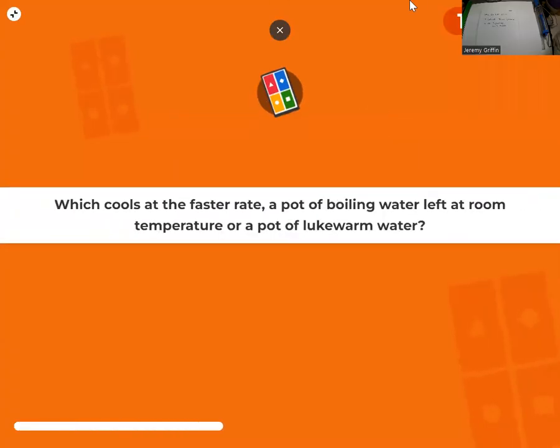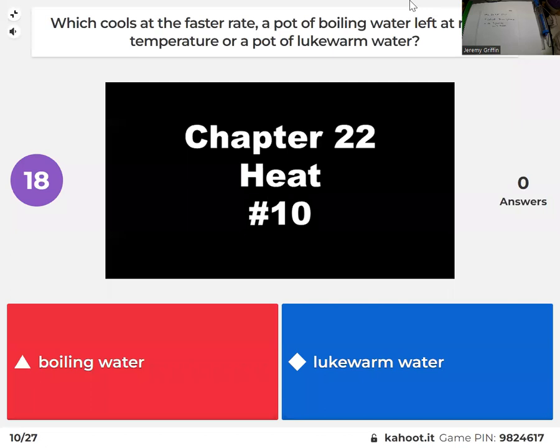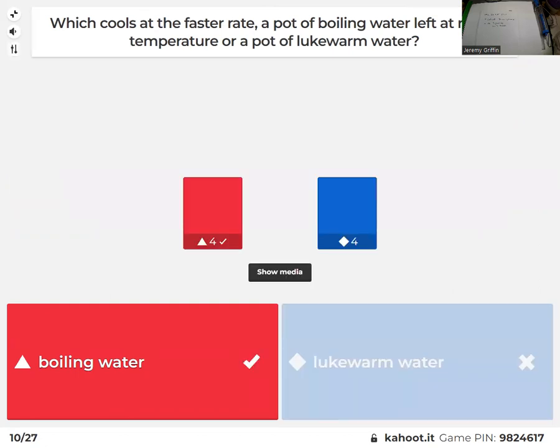Which cools at a faster rate? Ooh, a little tricky question here. A pot of boiling water or lukewarm water? Which would change its temperature at a faster rate? Now, why would boiling water cool down more quickly than something close to room temperature? Let's switch the screen over here. I'm gonna draw you guys some pictures.